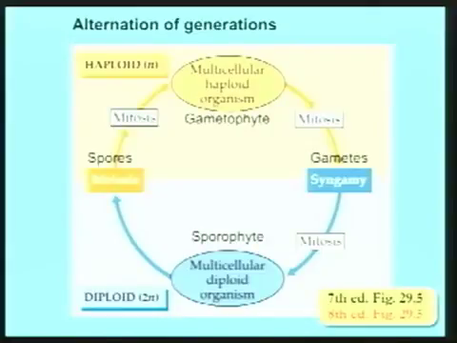We get a multicellular diploid organism that's always called the sporophyte, which is the spore-producing plant. Phyte just means plant. And then we have meiosis occurring to produce spores. So we go from diploid to haploid here in meiosis, and then mitosis to give us another multicellular haploid organism. So it just goes round and round between the diploid and the haploid organisms. And the structures where the gametes are born on the gametophyte are called gametangia.